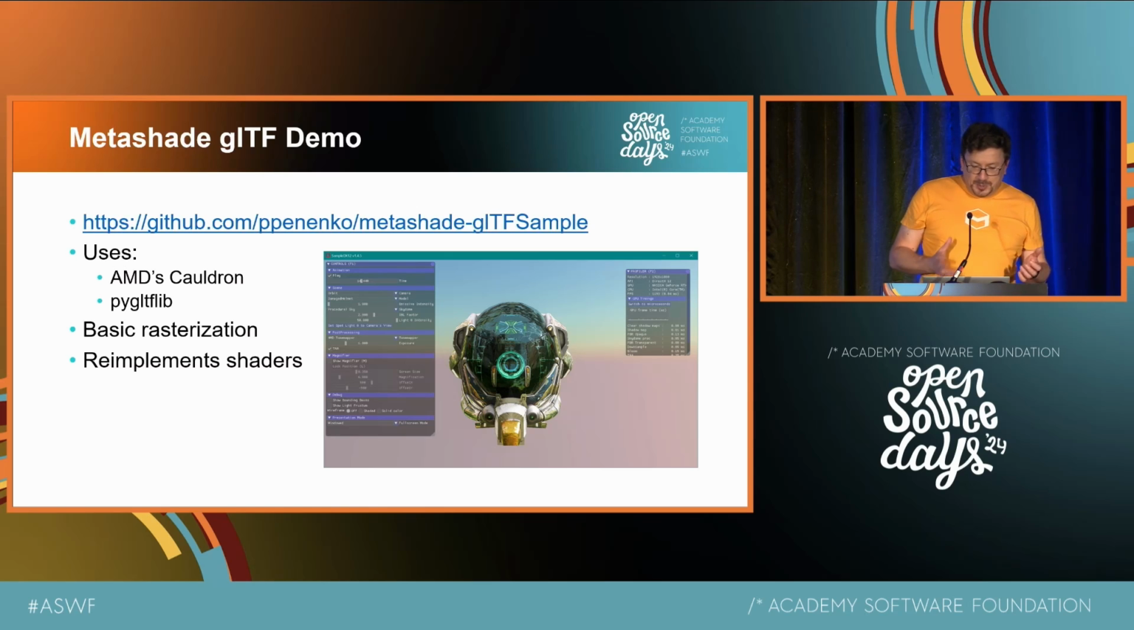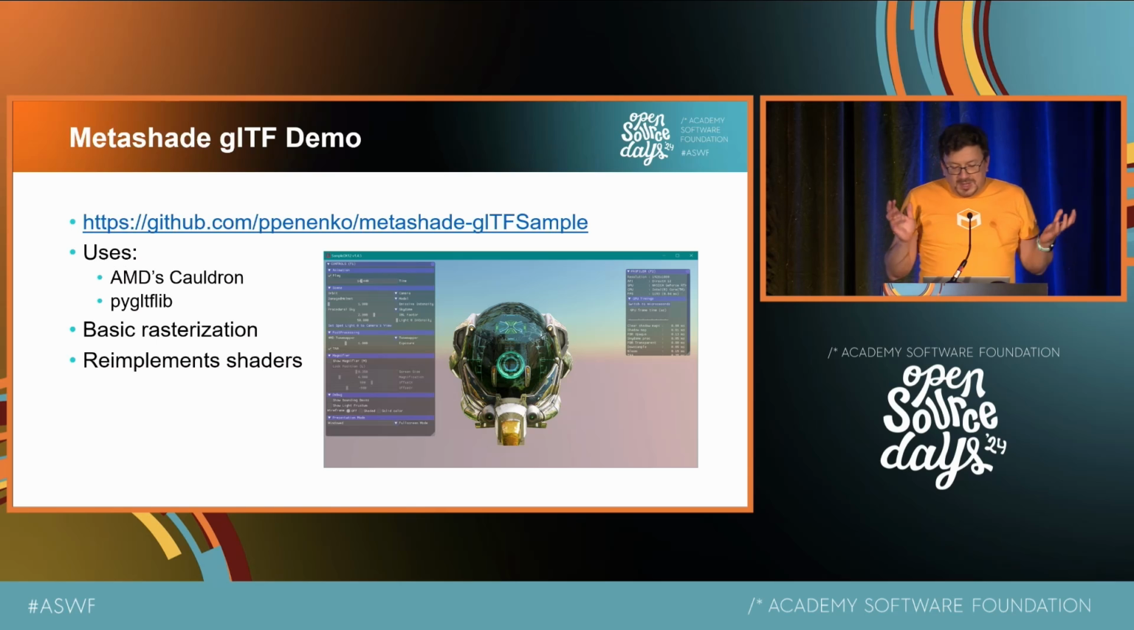So here's a companion repo to Metashade, the Metashade GLTF demo. It's basically a proof of concept, proving that Metashade can generate shaders that can render something. And it uses AMD's open source Cauldron framework as the C++ host app. And it also uses the third-party PyGLTF lib to load and parse GLTF assets in Python, which is an example of how Metashade can integrate with the wider Python ecosystem and drive shader code gen with the help of that.